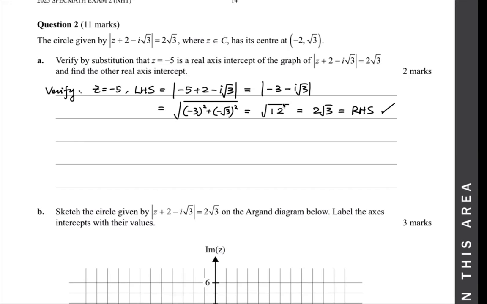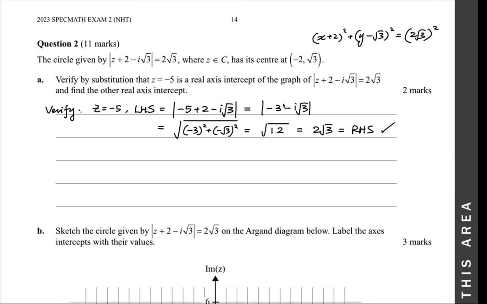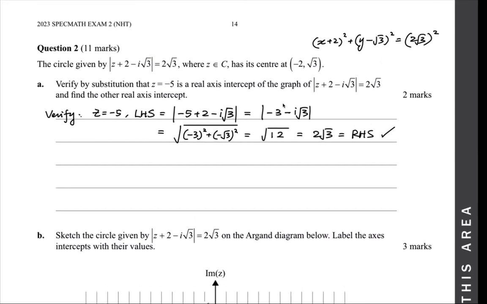Okay, now, another thing I want you to notice is it is very common for us to figure out the Cartesian equation first. Like, for example, you could write it as x plus 2, bracket squared, plus y minus root 3, bracket squared, equals 2 root 3. Well, in this form, you need to square it because this is a radius, 2 root 3. And then we chuck in y equals 0 to find the x value.